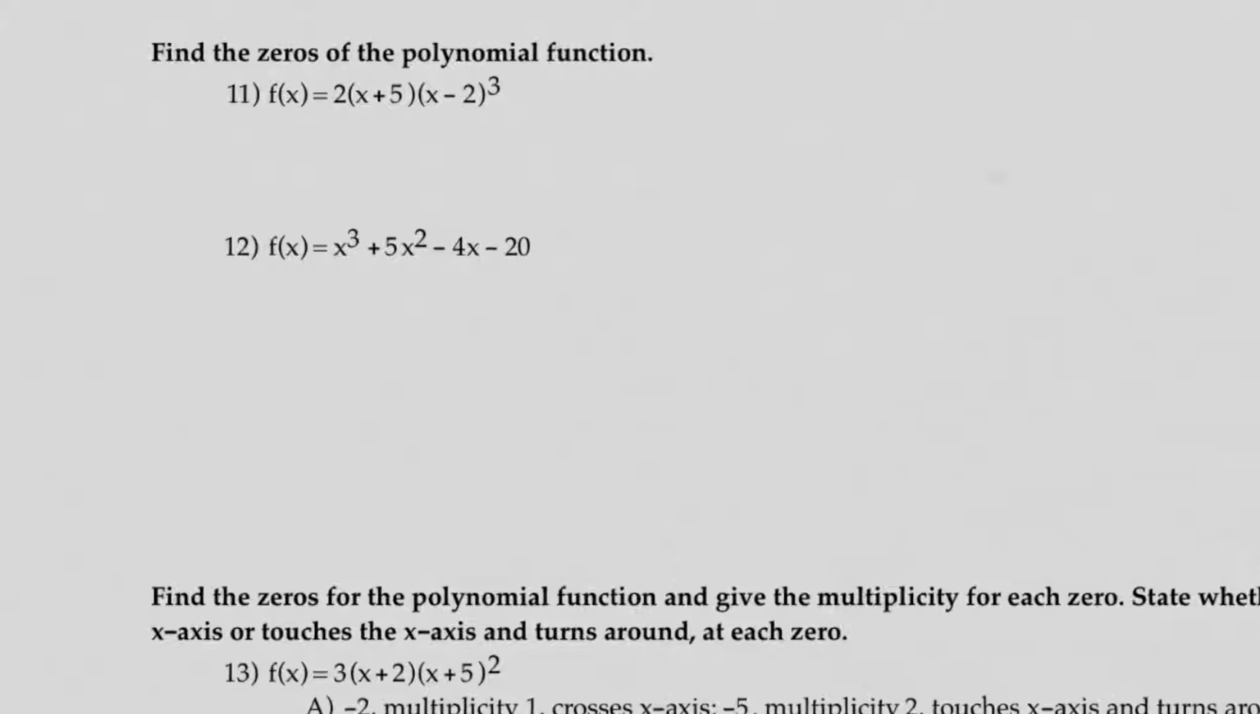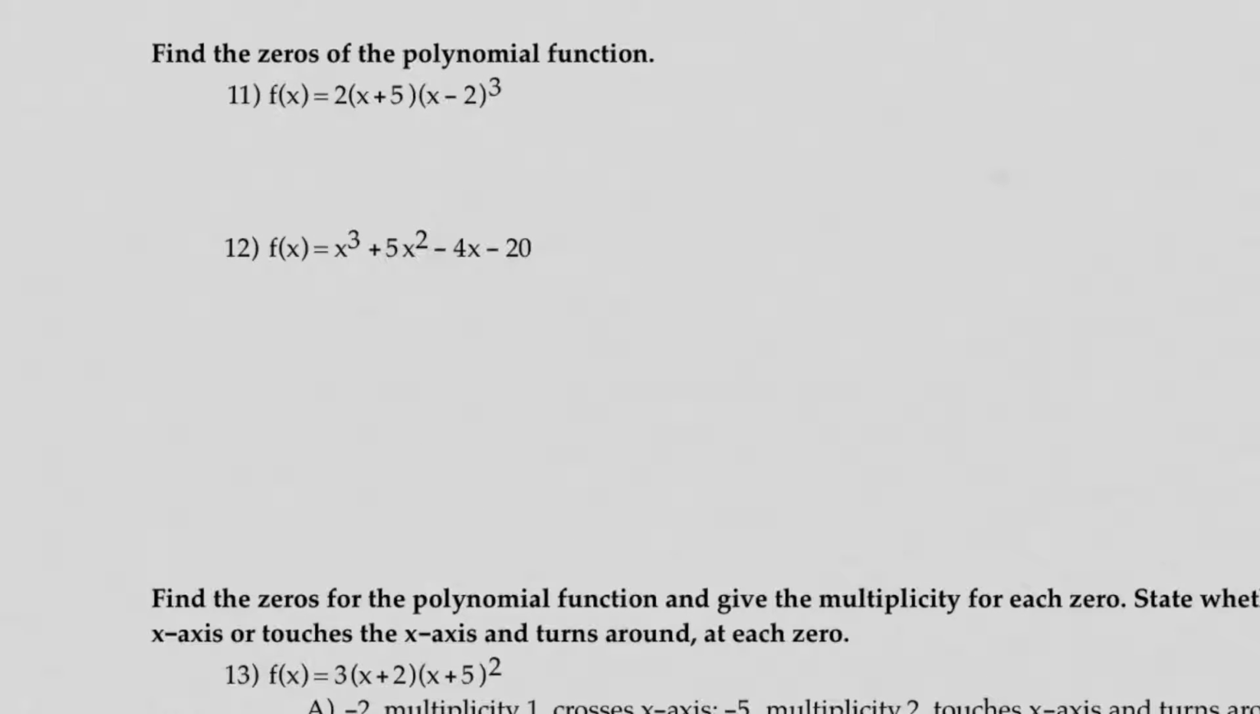Okay, let's take a look at number 11 and 12. 11 and 12 just wants to know what the zeros are. So remember, you want to set these equal to 0. That's the definition of a 0. And that x right here is a -5, and this x right here is a +2. So those are your zeros right there.